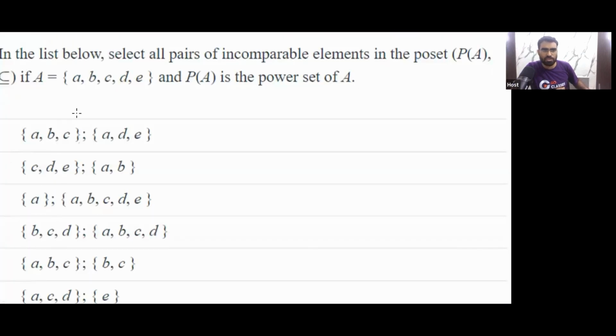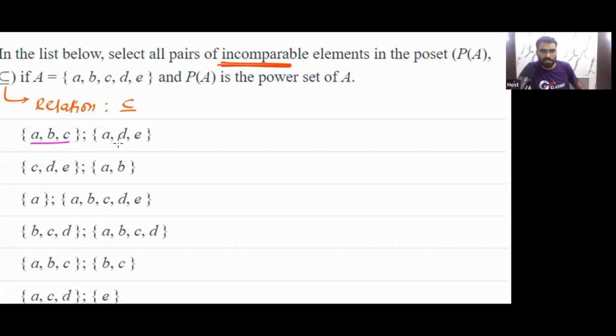Tell me the answer for this question quickly. In the list below, select all pairs which are incomparable elements in the POSET power set of A, where A is {A, B, C, D, E}. So again, we have to find the incomparable elements. The relation is the subset relation.